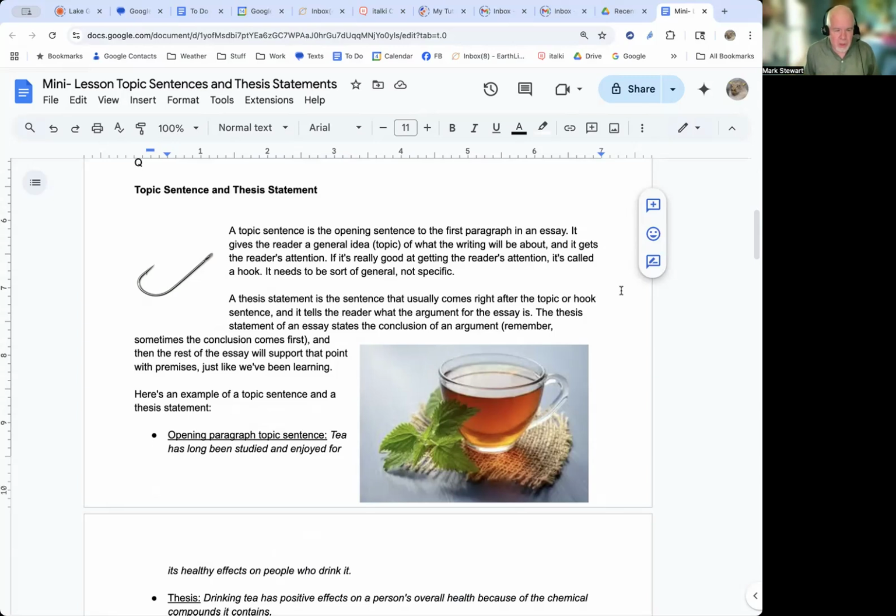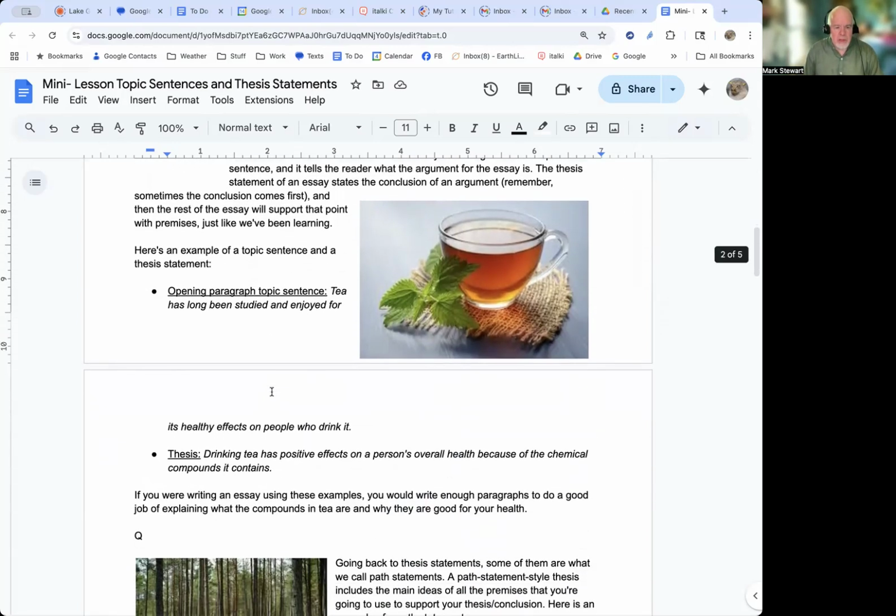So here's an example. You could have a topic sentence, the very first sentence in an essay, that said something like, tea has long been studied and enjoyed for its healthy effects on people who drink it. That's not an argument, right? But it gives me some idea of what I might be reading about.